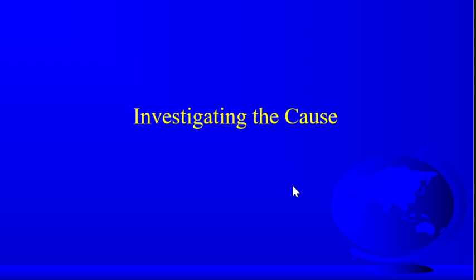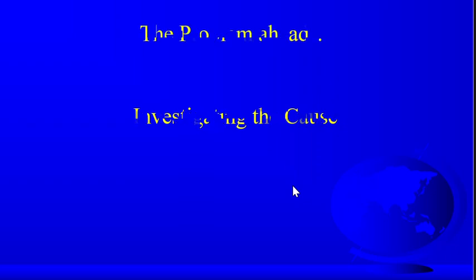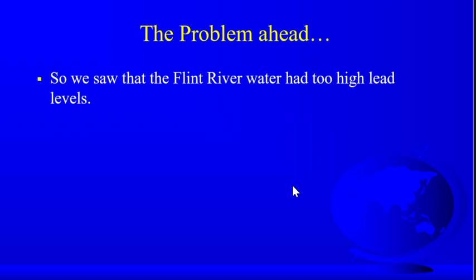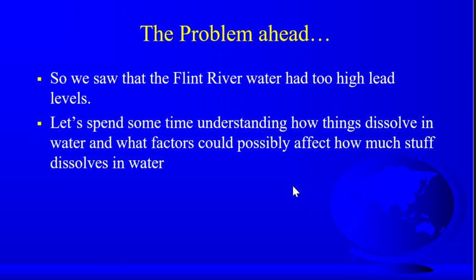So, I need to build this content. I need you to understand certain things in order to really, really delve into the practical side of chemistry. So the problem ahead, as we saw in the Flint River, the water was too high in lead levels. What does that mean to be too high?